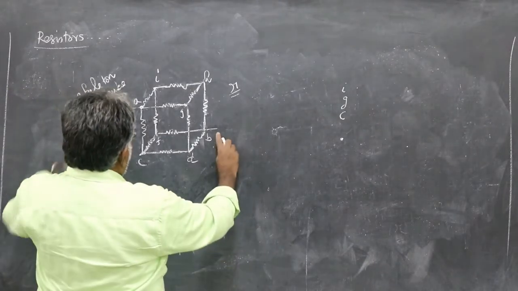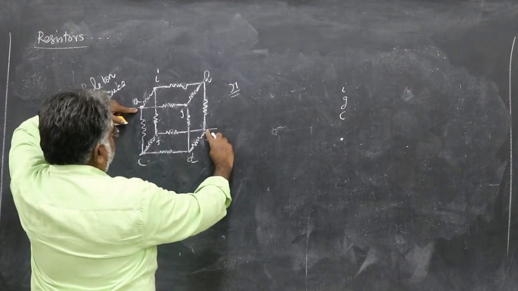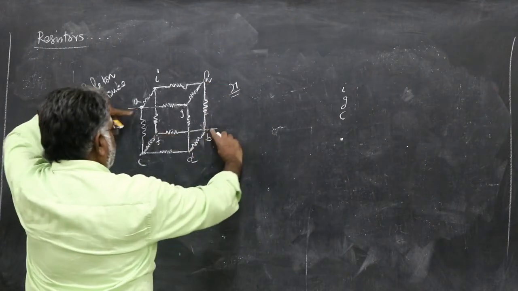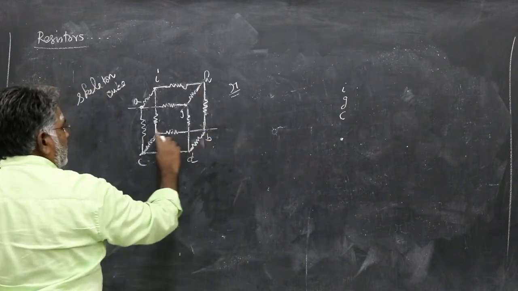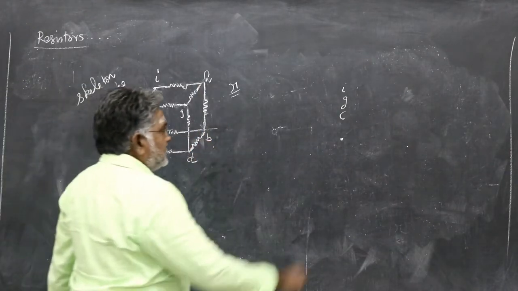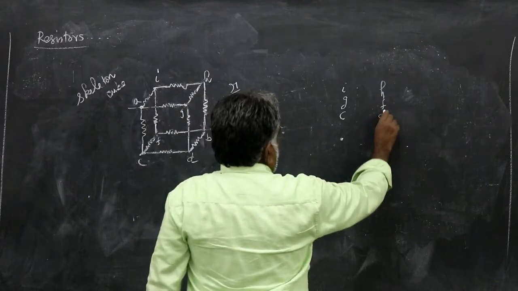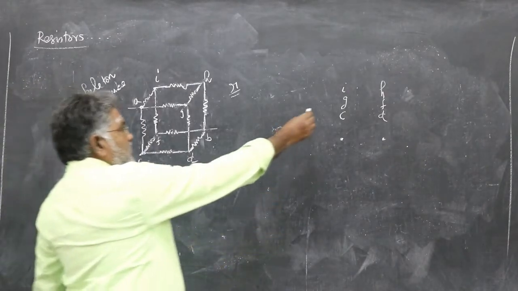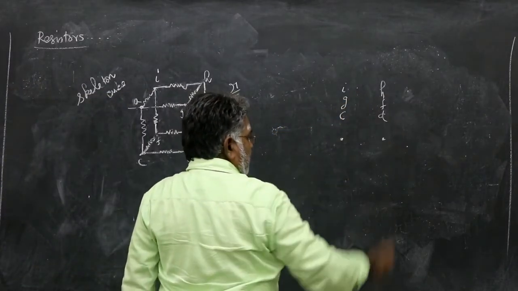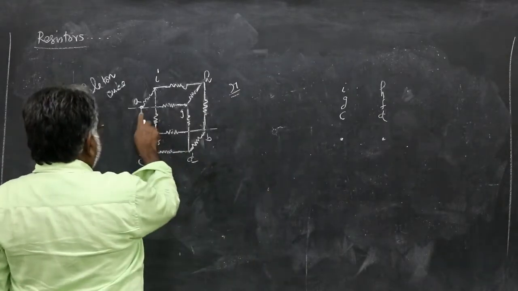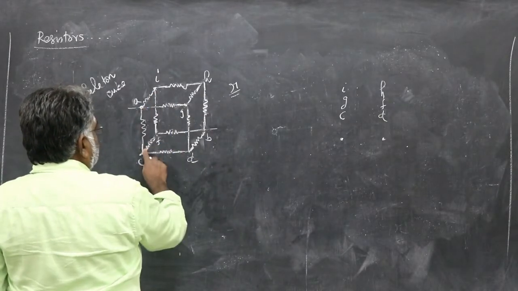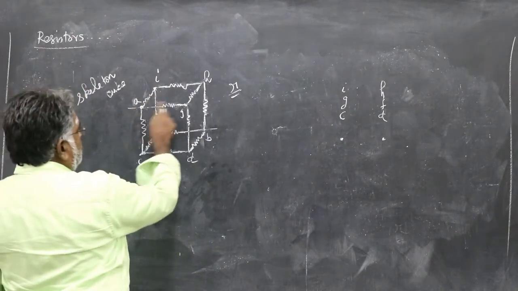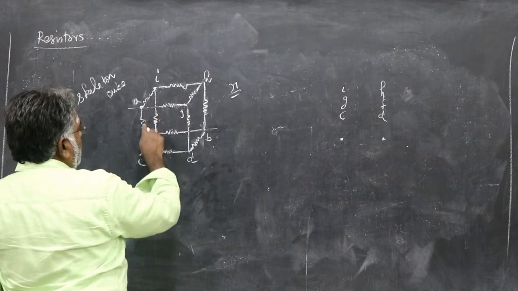Similarly, in this case, H, D and F are also symmetry points with the same potential. That means all these points can be connected. Now from A to these points, there are three resistors going. Each edge has a resistance R. From A to the symmetry points, resistors R are going.